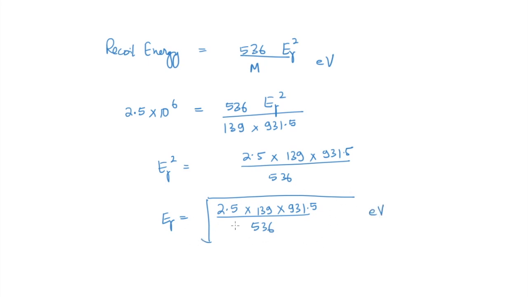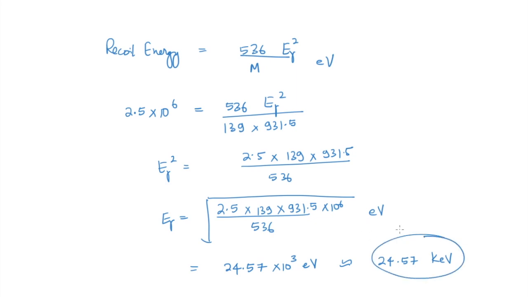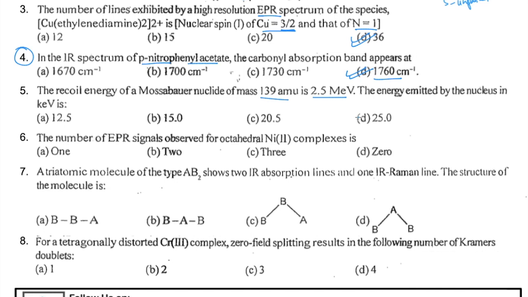10 to the power 6 is also there. So when you solve all this, you will get 24.57 into 10 to the power 3 electron volts. Or if you have to express this in terms of kilo electron volt, it will be 24.57 kilo electron volt. So this is going to be your final answer. If you look upon the options given, the closest option is option number D. That is going to be the correct option for this question.